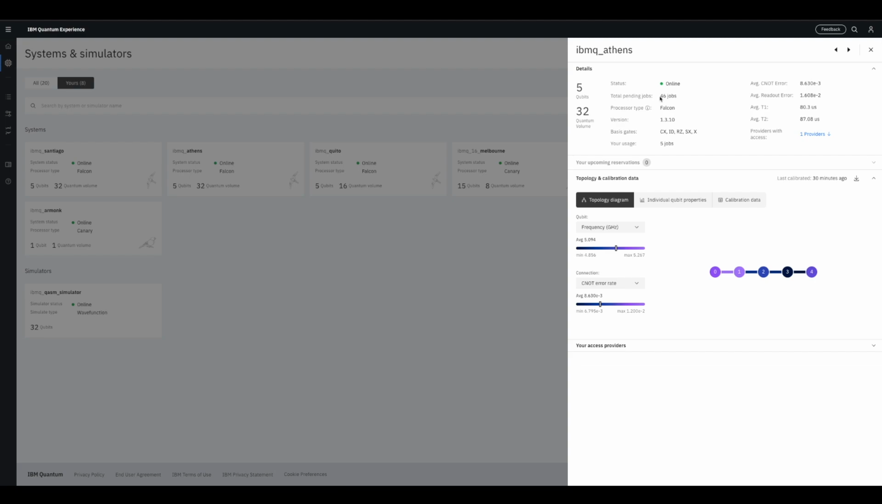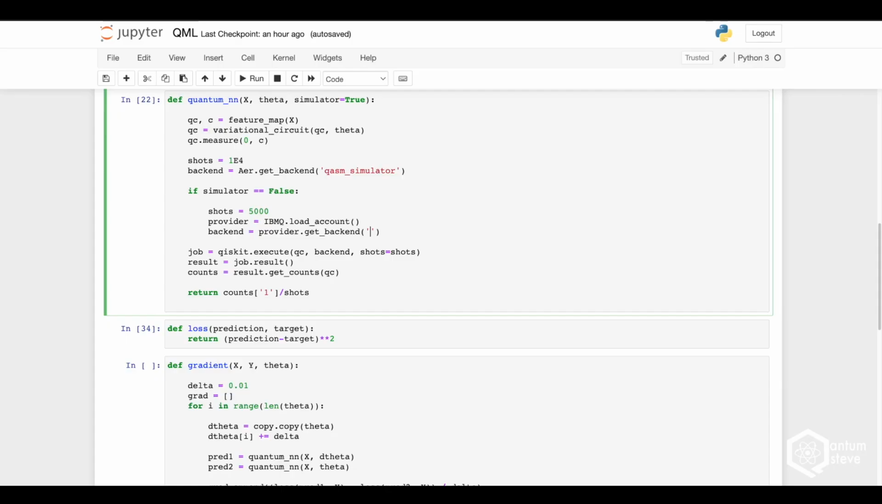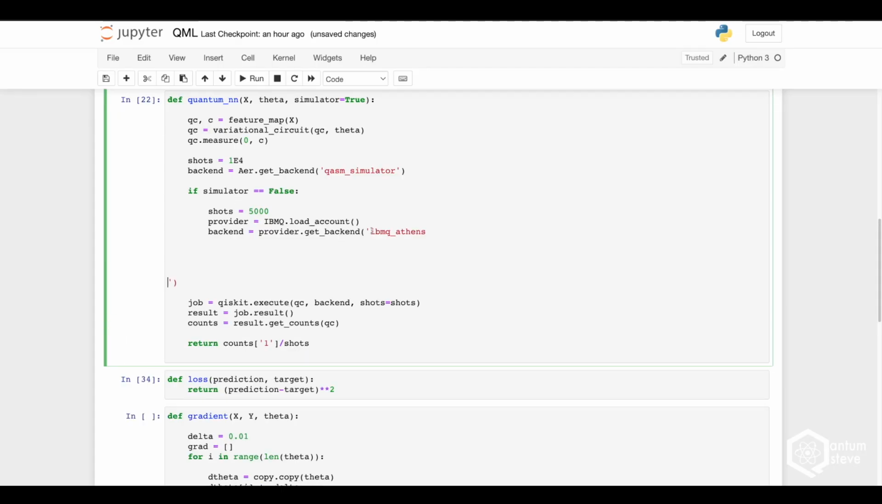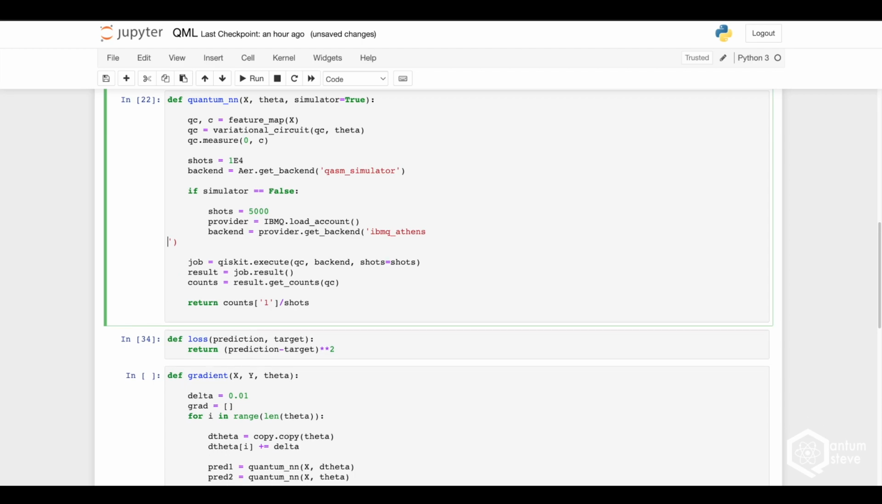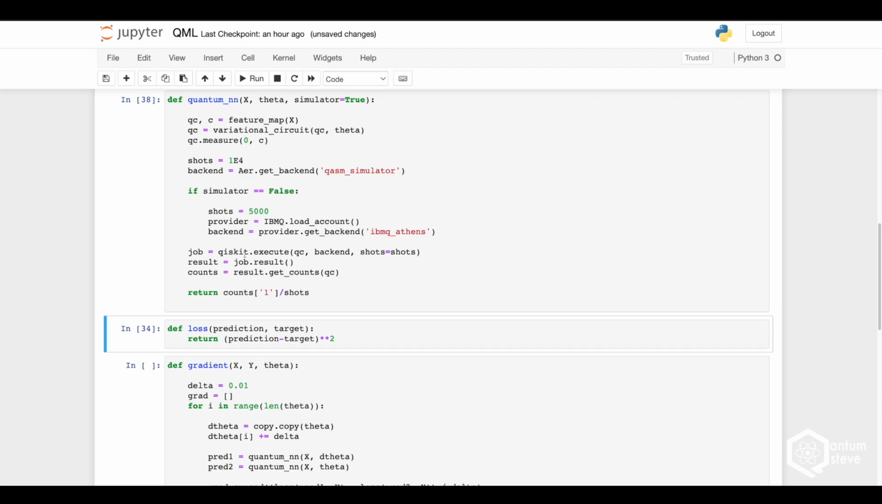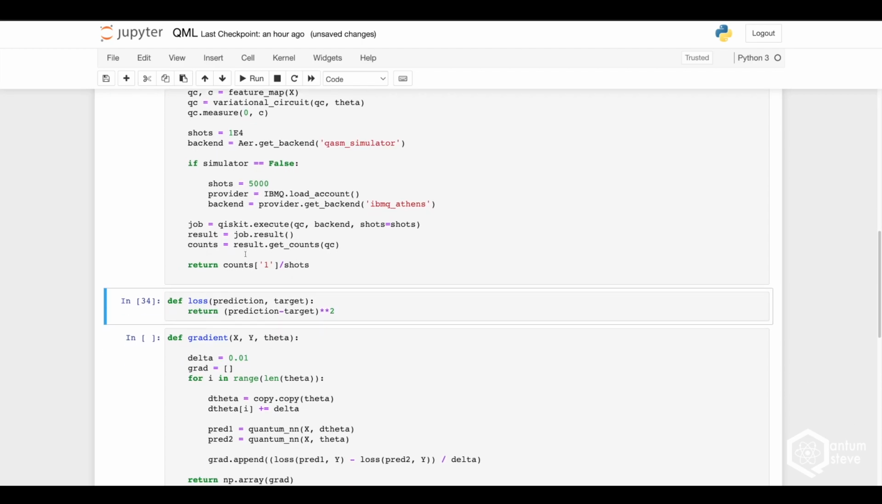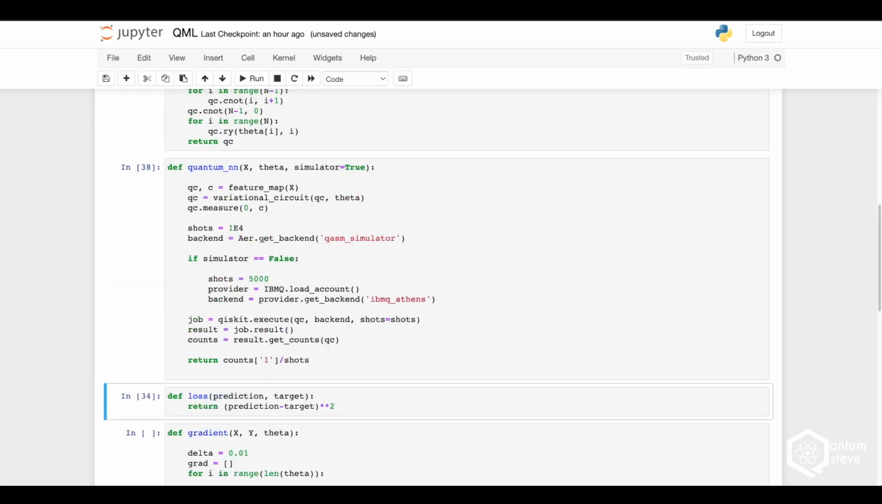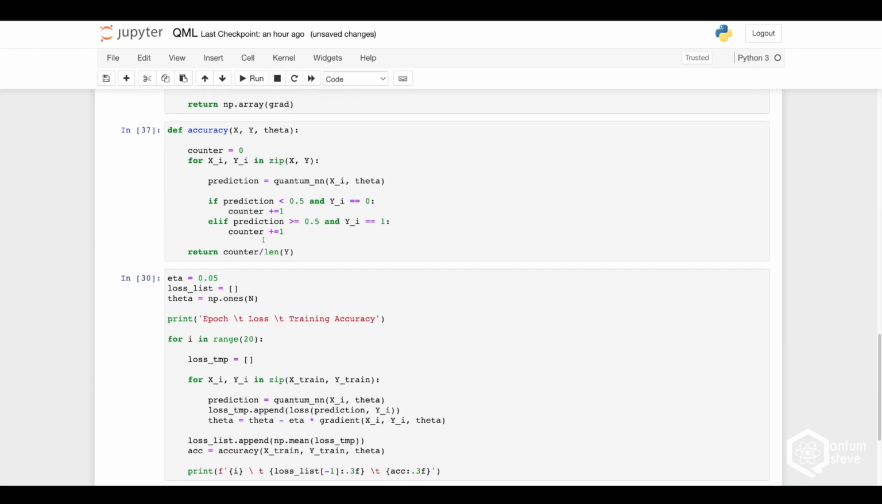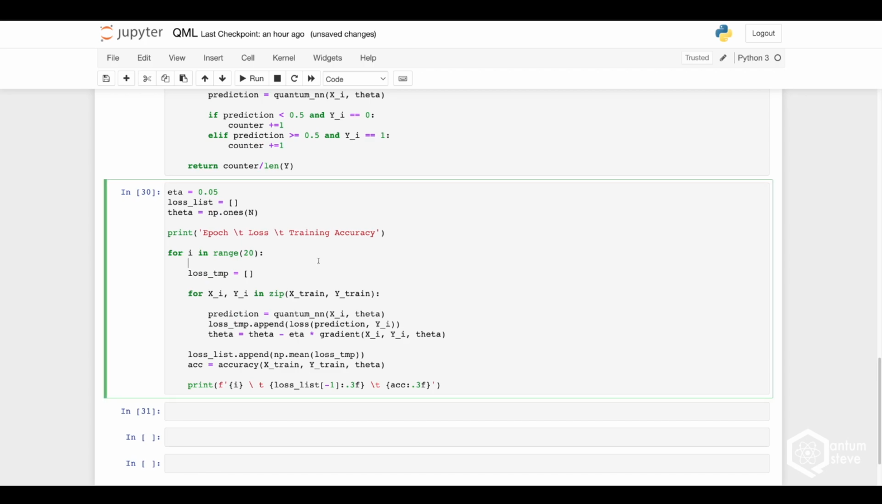And so we can see here we currently have 46 jobs in the queue, and we can see the error rate and the layout of the qubits. Okay, so now let's just paste this here into our backend. And so now this allows us to also run the training on a real quantum computer. Okay, so I think we've now got everything that we need, and we can finally run this training here.